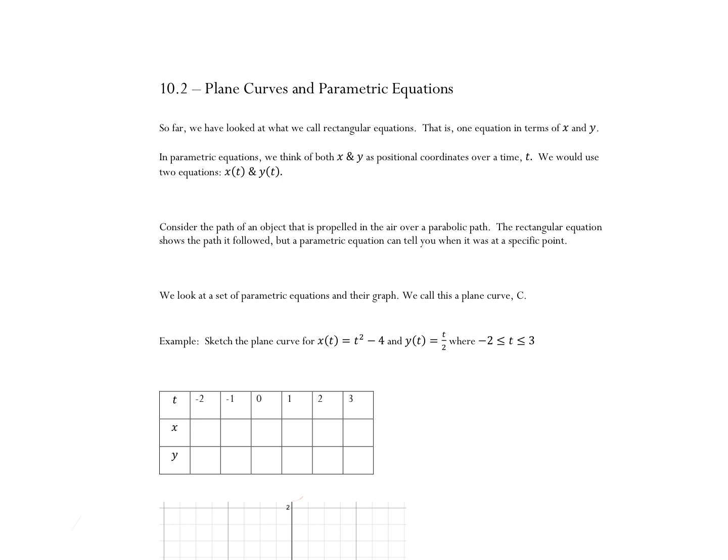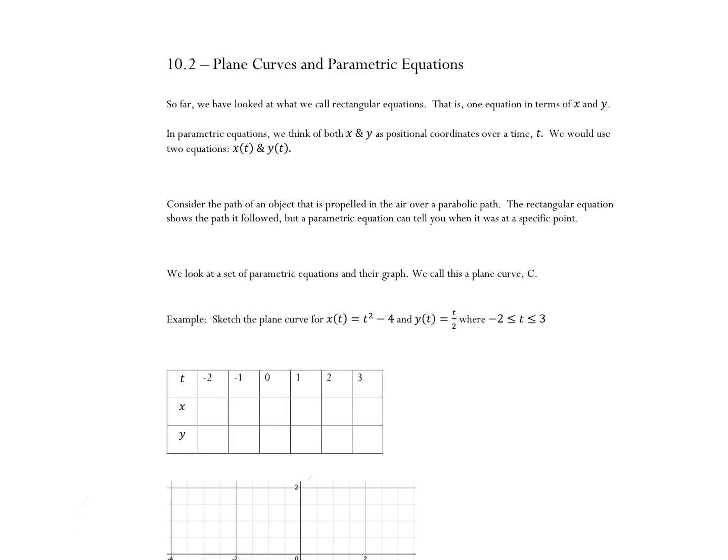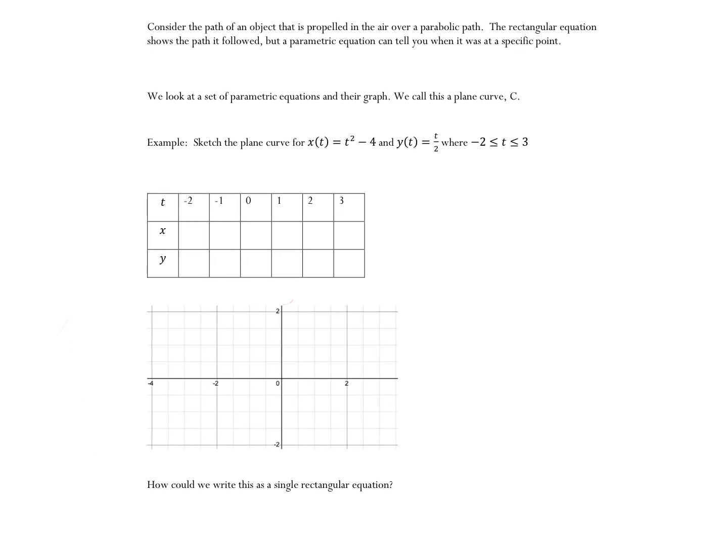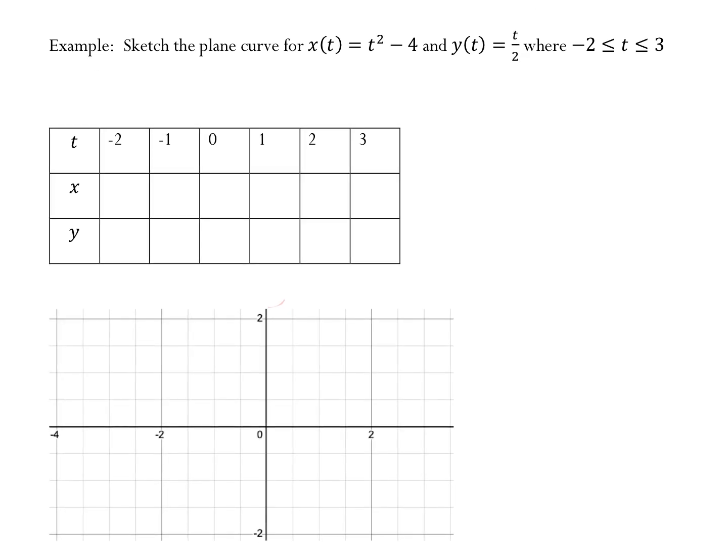Everybody good so far? So when I write a parametric function, I don't write just x of t. I'm going to have two different functions that define it. One that defines the x coordinate and one that defines the y coordinate. So the first one we're going to do is we're going to let x equal t squared minus 4 and y equal t over 2. And we're going to do this for the values of t that are in between -2 and 3.